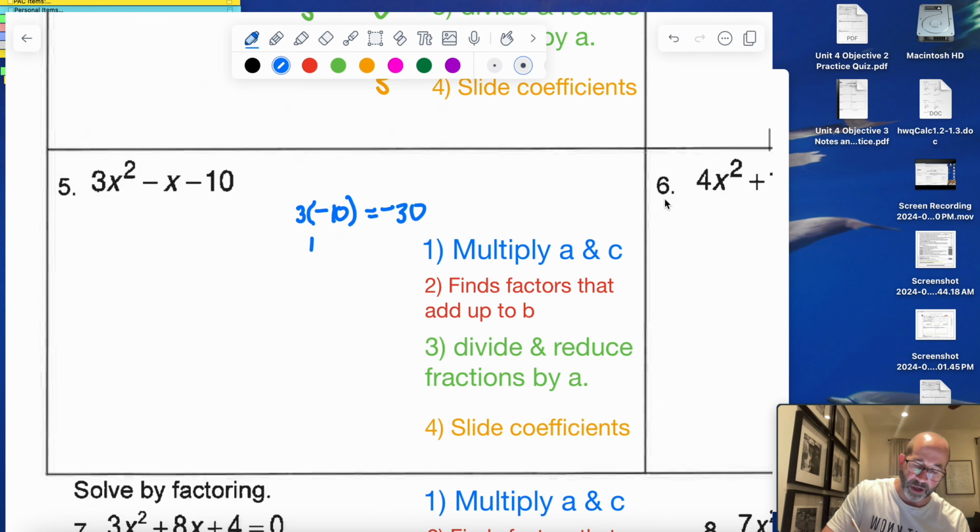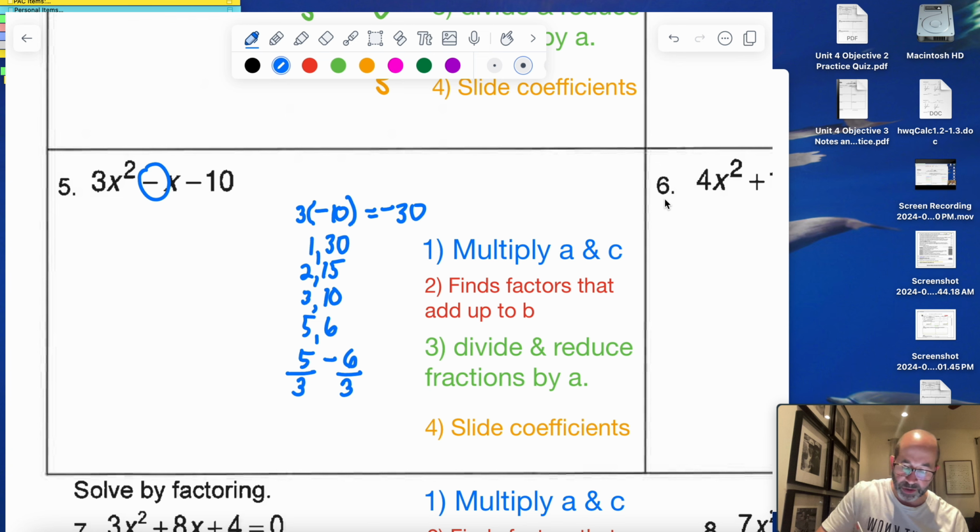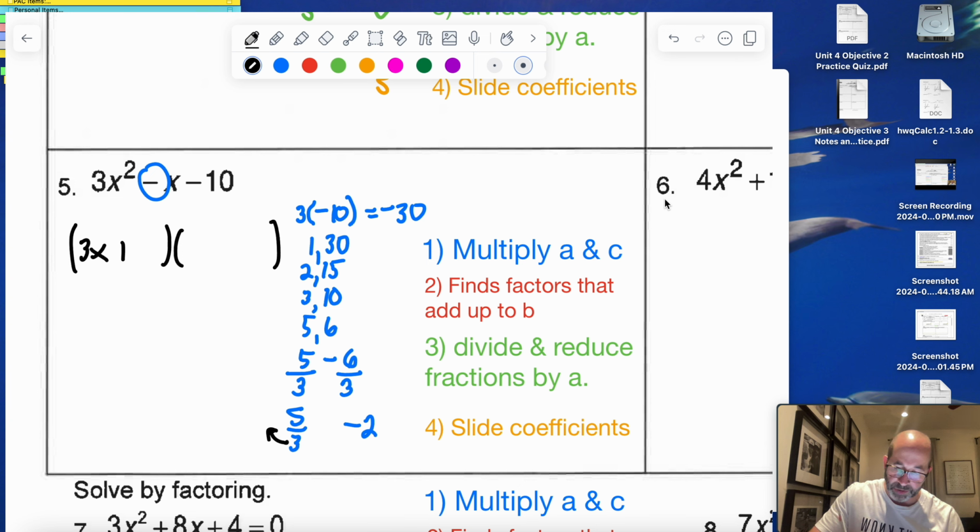Factors of negative 30 are going to be 1 and 30, 2 and 15, 3 and 10, 5 and 6. We need a negative 1, so it's going to be 5 minus 6. We're going to divide by my A value. We're going to reduce those fractions, which 5 over 3 does not reduce, and that reduces to a negative 2. So, we're going to imagine sliding the 3 to the front. So what's going to happen is we're going to have 3x plus 5, and then an x minus 2.